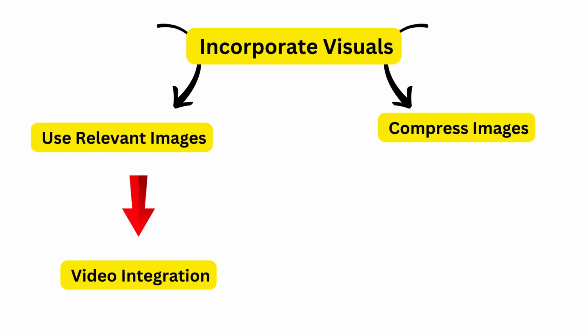7. Incorporate visuals. Use relevant images. Incorporate high-quality images, infographics, or videos that support your content. Compress images. Optimize image size to reduce loading time without sacrificing quality, improving user experience and SEO. Video integration. If relevant, embed videos that add value to the article. Videos can also boost time on page, a factor in SEO ranking.